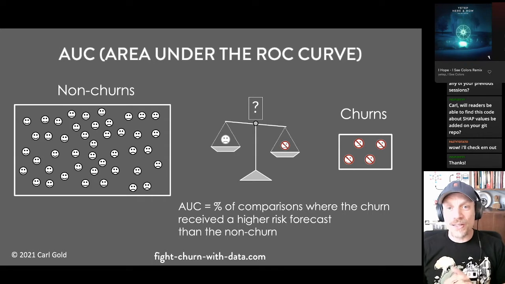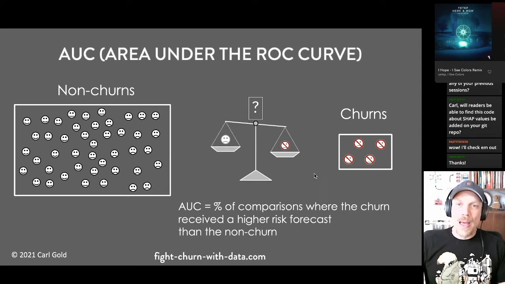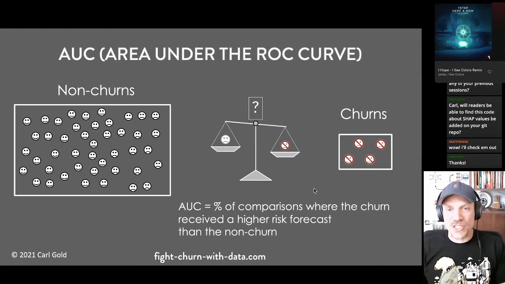Now you actually look at every pairwise comparison between the churns and the non-churns. So in this case, if we had 5 churns and 45 non-churns, we would have 5 times 45 comparisons. I guess divided by 2, because the order doesn't matter. But so you do a lot of comparisons, and you look at what percent of the time the churn had a higher risk than the non-churn, and that's your AUC.